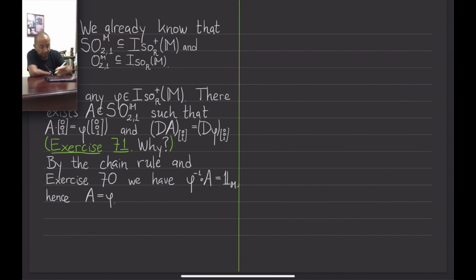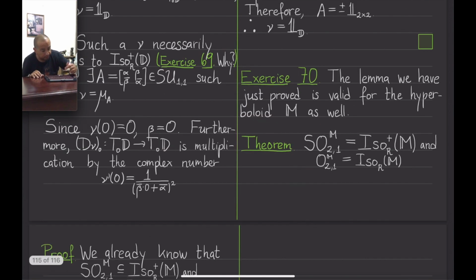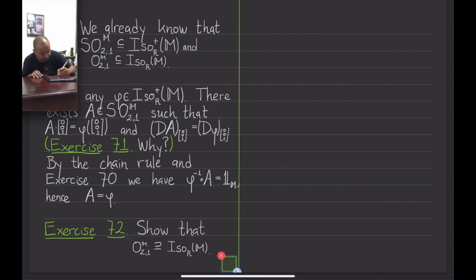And then I will leave it as an exercise to show this other equality. So let me write it. Exercise 72. Show that this holds, and this would finish the proof. Okay, and that's it for today.